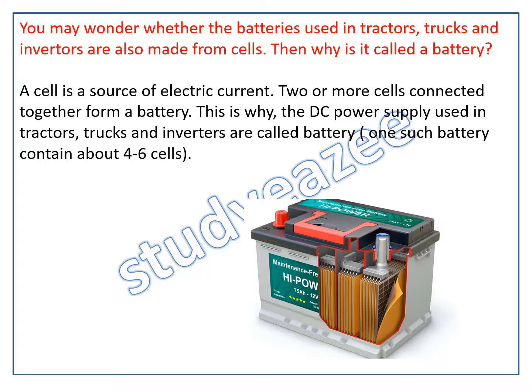You may wonder whether the batteries used in tractors, trucks, and inverters are also made from cells. Then why is it called a battery? A cell is a source of electric current. Two or more cells connected together form a battery. This is why the DC power supply used in tractors, trucks, and inverters is also called a battery. One such battery contains about 4 to 6 cells.